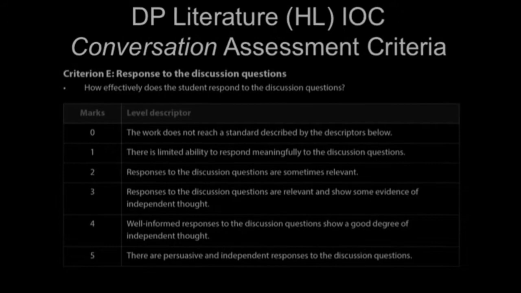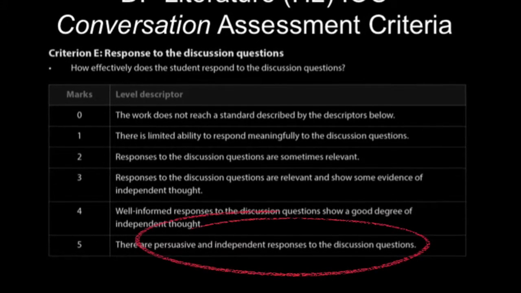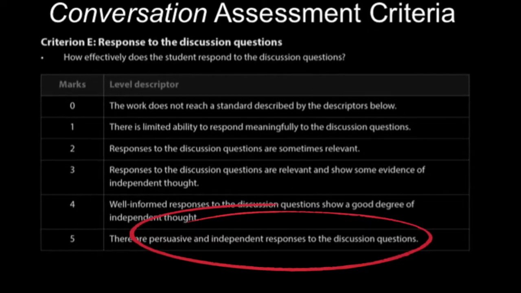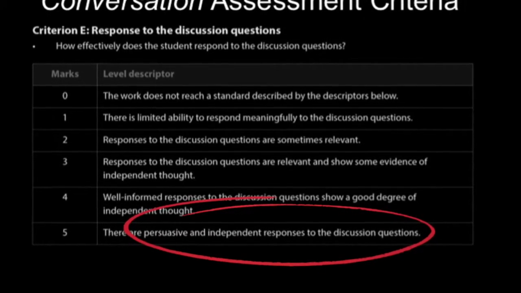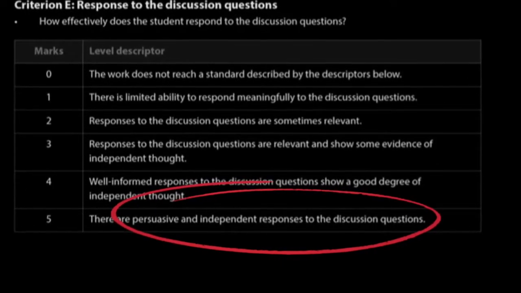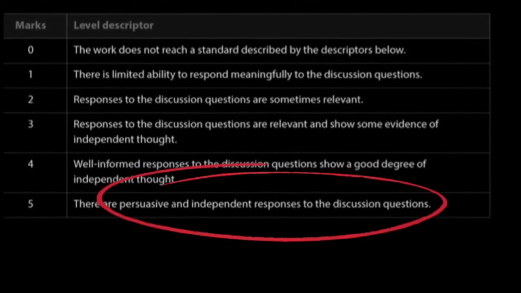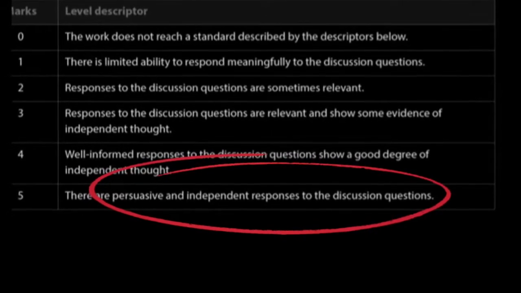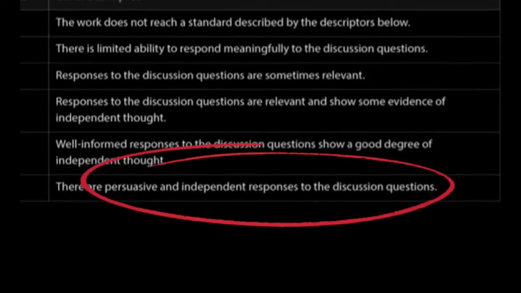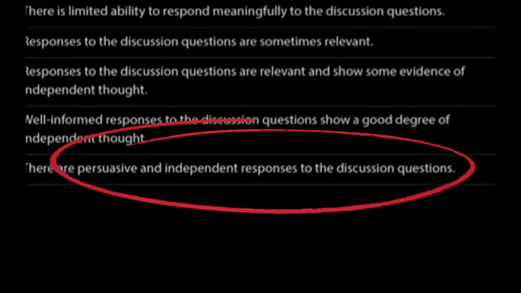Grade 12 higher level literature students are preparing for their IOC conversation, for which the assessment criteria specifies there must be persuasive and independent responses to the discussion questions in order to score at the highest level. This is key. Our students often plateau at level 5 to 6. Level 7 is almost invariably the level at which genuinely innovative thinking, creativity, and the TOK dimension is really engaged.